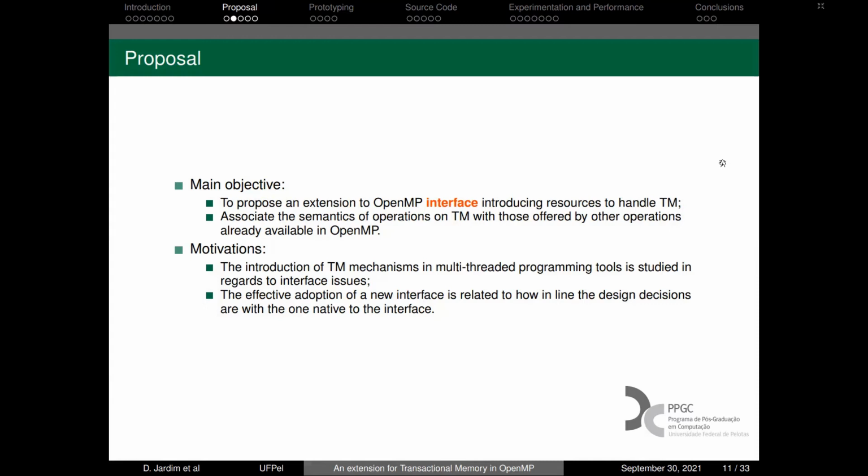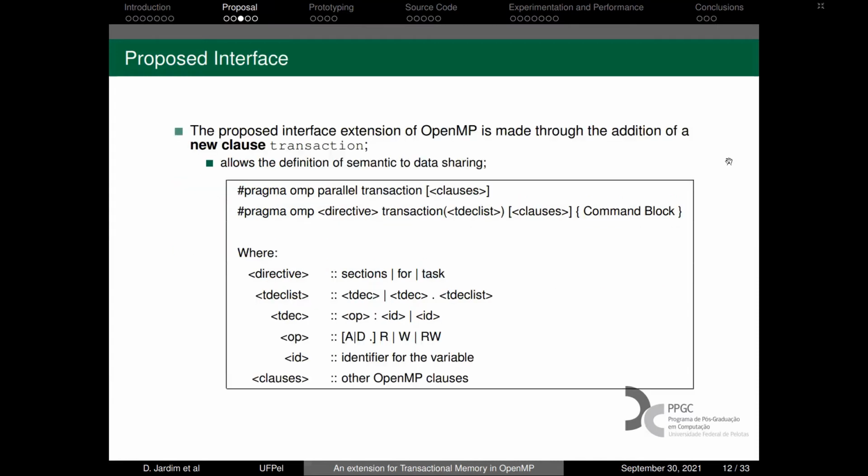The effective adoption of a new interface is related to how in line the design decisions are with the design decisions native to the interface. Here's an example of how the proposed interface looks. We are adding a new clause called transaction, and it allows the definition of semantics of data sharing. We can see the notation pragma OMP, a list of directives, or clause transaction with a list of options that will modify the transactions, and the other clauses.